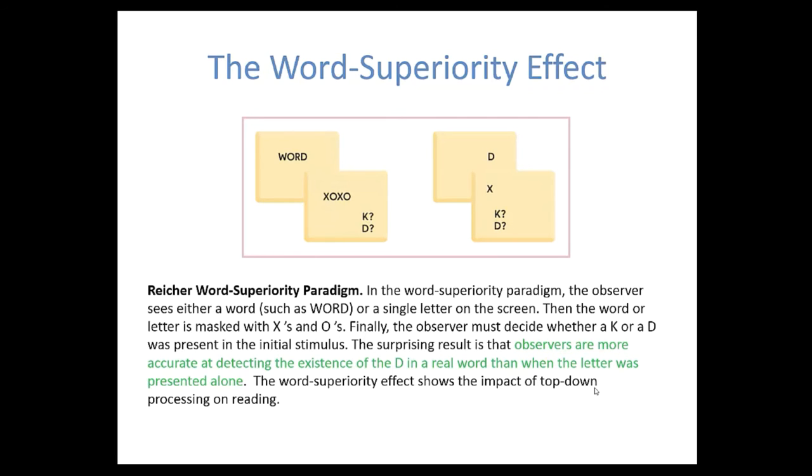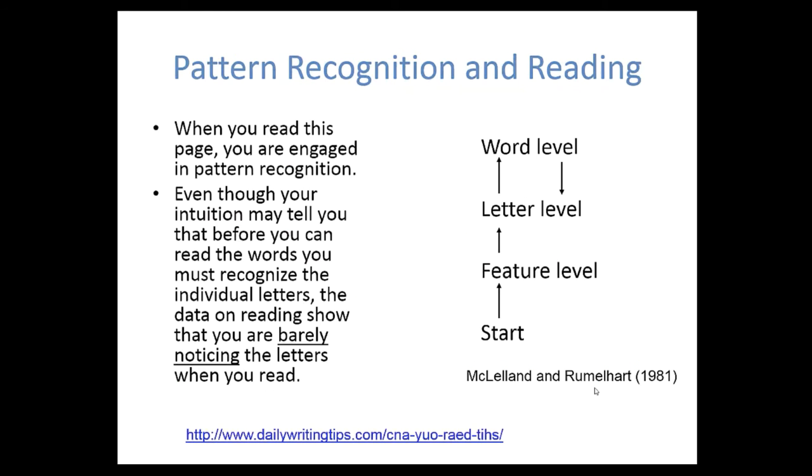Finally, the observer must decide whether it was a letter K or a letter D that was shown in the initial stimulus. The surprising result is that people do better at detecting the letter D if it's in a real word than when the letter D was presented all by itself. We perceive letters better when they are within the context of a word, and it really shows the impact of top-down processing on reading.